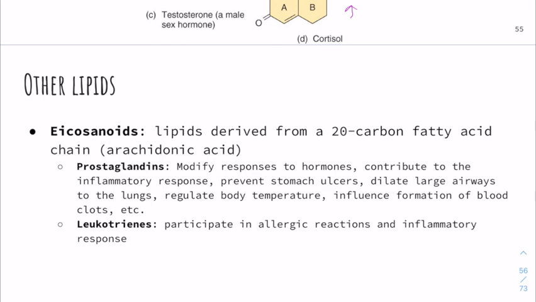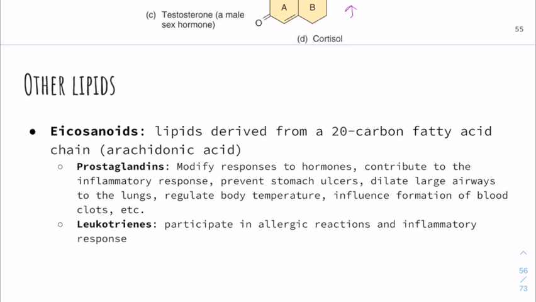We also have leukotrienes. Leukotrienes are big in allergic reactions and the inflammatory response. So when you have an allergic reaction to something, leukotrienes are what help create that allergic reaction.